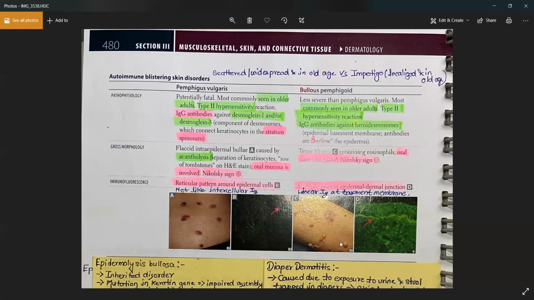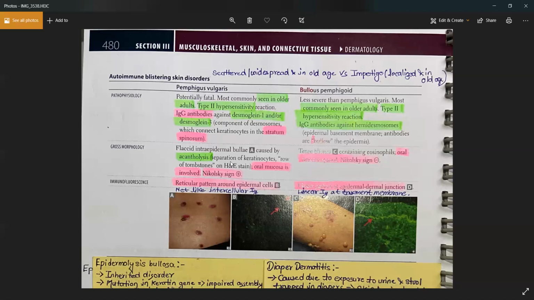So as you can see, all these bullae will be seen in bullous pemphigoid, but the ruptured vesicles are seen in pemphigus vulgaris, right? Pemphigus vulgaris is basically antibodies against the desmosomes, and bullous pemphigoid is antibodies against the hemidesmosomes. Both conditions are type 2 hypersensitivity reactions.